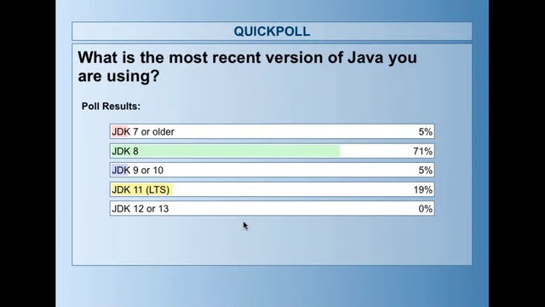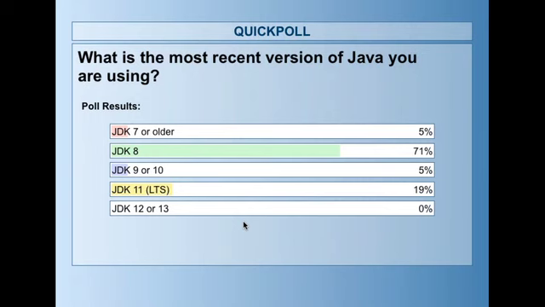Interesting. Okay, so as I very much expected, we have 71% who are using JDK 8. I did this presentation this morning for the European and Asian audiences, and that's very much in line with what I saw there. Interestingly, we've got a few people, 5%, who are on JDK 9 or JDK 10, which is definitely an interesting choice. 20% on JDK 11, few people still using JDK 7 or older, but nobody is on the bleeding edge using JDK 12 or JDK 13, which is interesting.